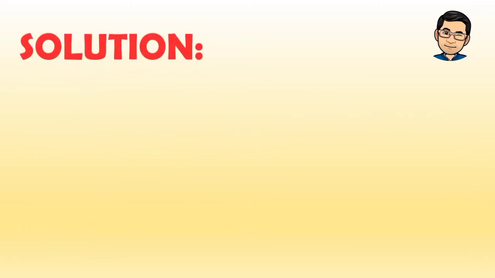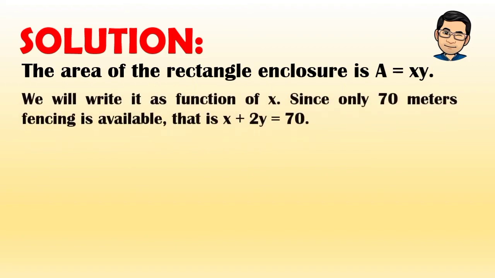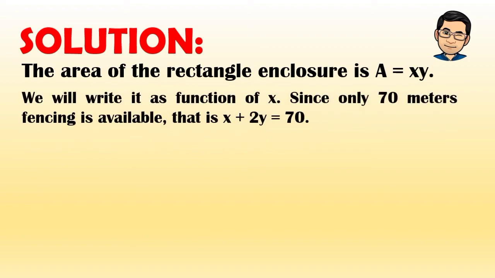So, let's have the solution. The area of the rectangle enclosure is a equals xy. So, yung formula ng area ng rectangle is length times width. So, kapareho lang po siya ng xy. We will write it as a function of x. Since only 70 meters fencing is available, that is x plus 2y equals 70. So, ang perimeter ng rectangle is P equals 2L plus 2 width. So, kung mapapansin nyo, x lang siya. It's because yung isang portion ng fencing natin, hindi na kailangan pang lagyan. It's because portion na yun ng river.